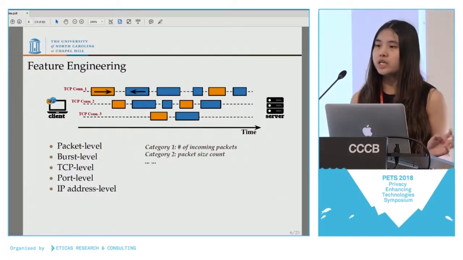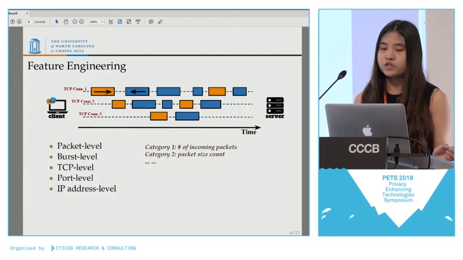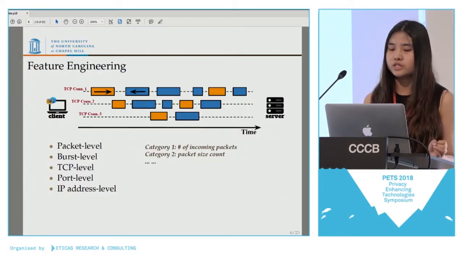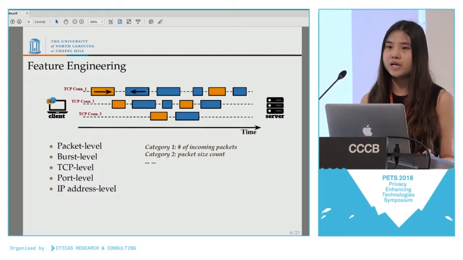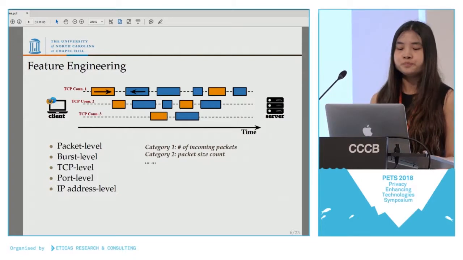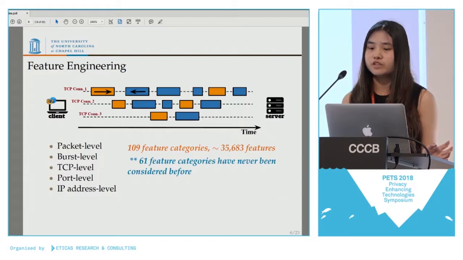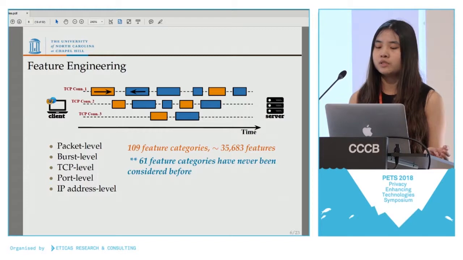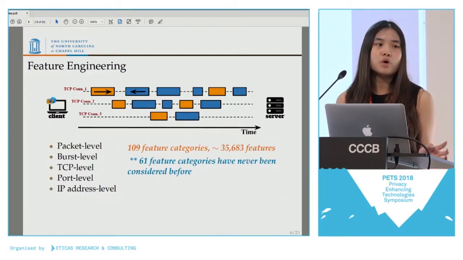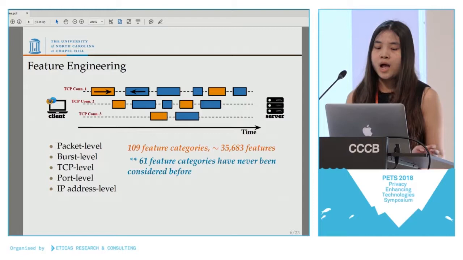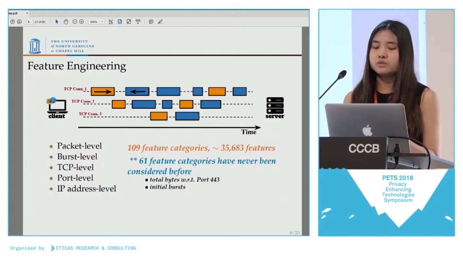Furthermore, in each level, we categorize those features according to their semantic meanings. For example, features about the number of incoming packets belong to one category, while features about packet size count belong to another category. In total, we extract 109 different feature categories across these 5 levels, with a total number around 36,000 features, and 61 of them have never been considered before, such as the total transmitted bytes with regard to port 443, or the size and direction information about the initial bursts.